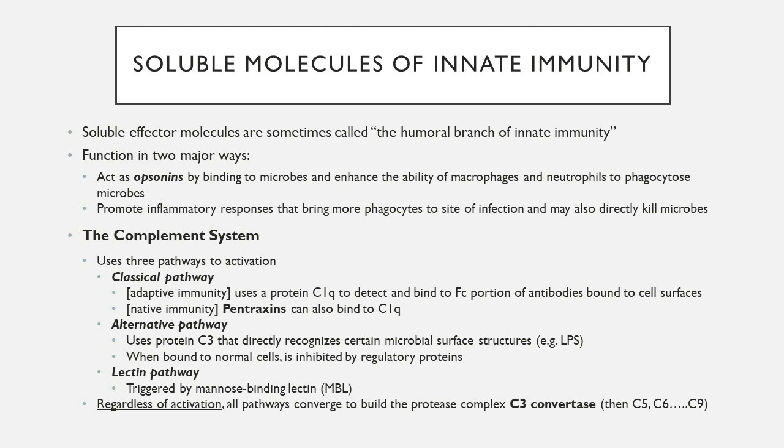A third pathway called the lectin pathway is very similar to the classical pathway because it uses a compound called mannose-binding lectin, or MBL, which acts identical to the C1q Fc structure in the classical pathway. Now, what's important to recognize in all three of these is that regardless of how they get activated, they all converge into building a complex protease called C3 convertase. And then from there, there are processes downstream of building C5, C6, all up until C9, which completes the complement system.